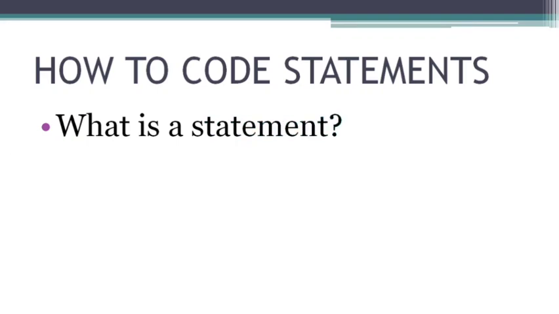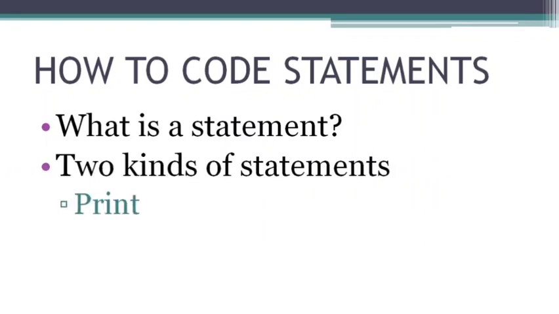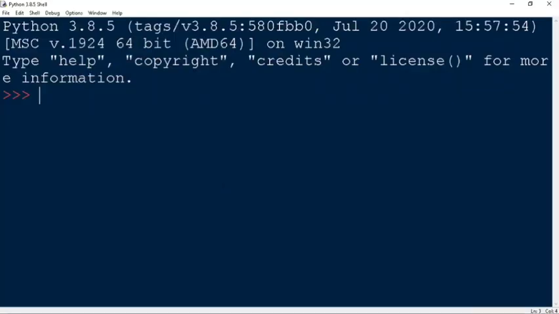We have seen two kinds of statements: print and assignment. When you type a statement and run the code, Python executes it and displays the result if there is one. The result of a print statement is a value, whereas assignment statements don't produce a result. Let's test this claim with a practical example.